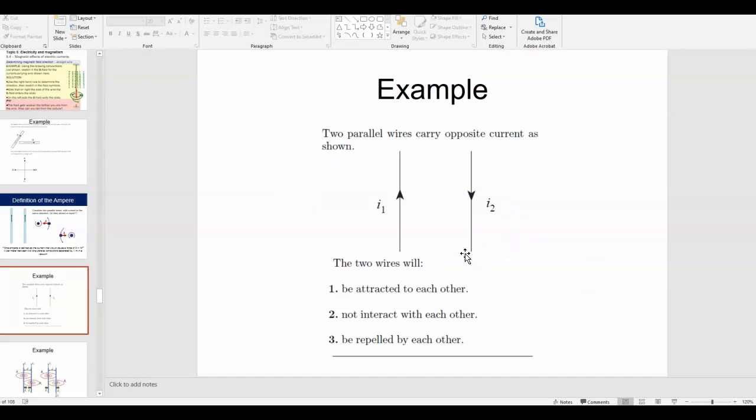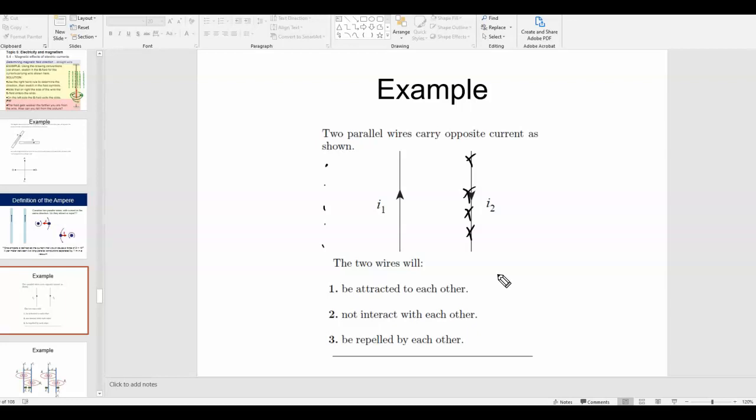Okay, see if you can answer this question on your own. Okay, so if you don't just remember the answer to this, you can always just employ a combination of right-hand rule number 1 and right-hand rule number 2. Imagine I1 is creating a magnetic field. If you use right-hand rule number 2, you'll find that on the left side that field is going out of the page, and on the right side that field is going into the page, which means I2 has moving charge in the presence of a magnetic field.